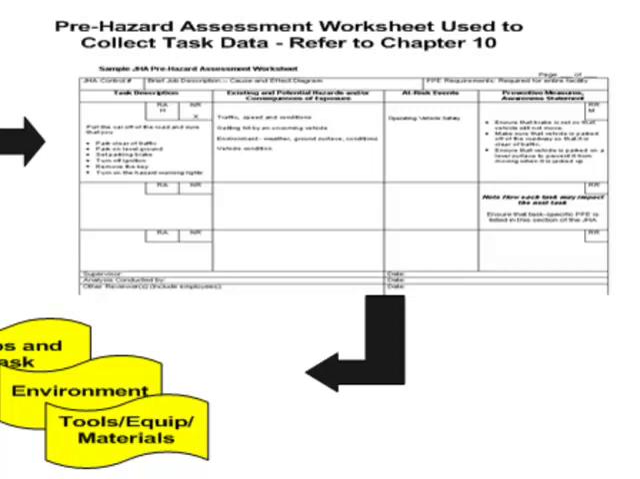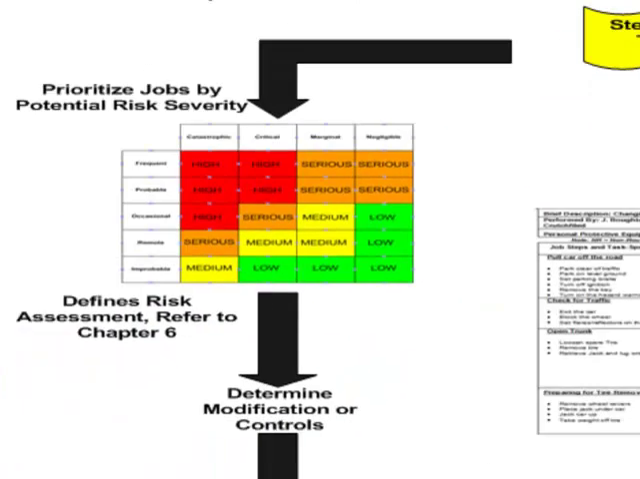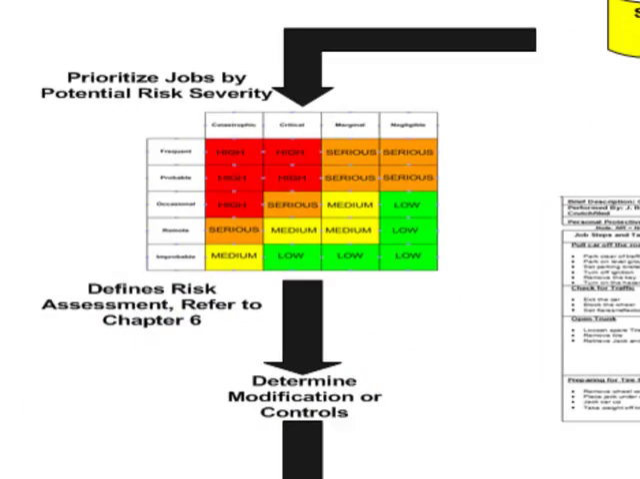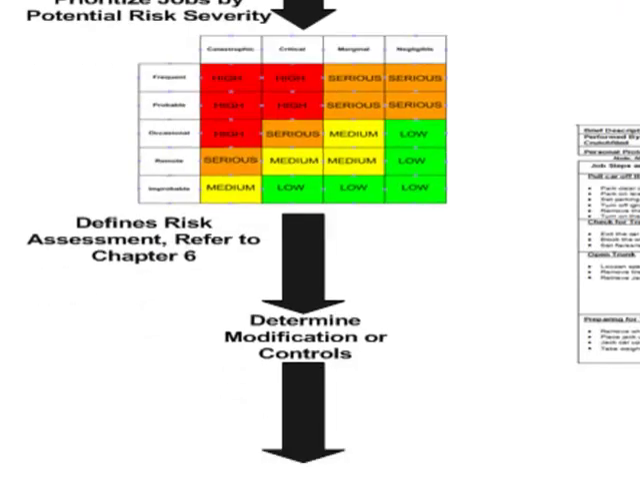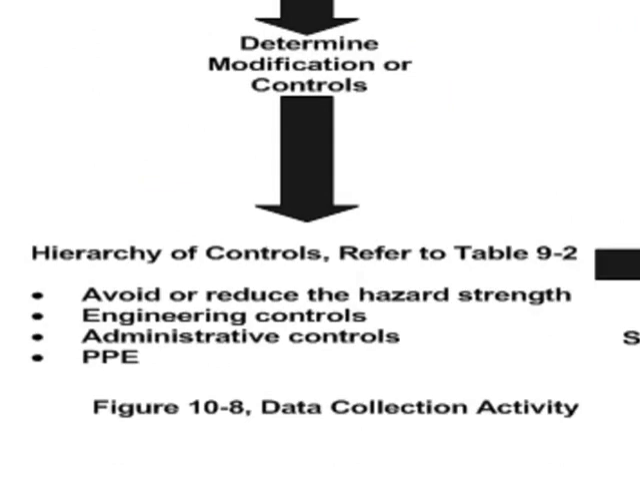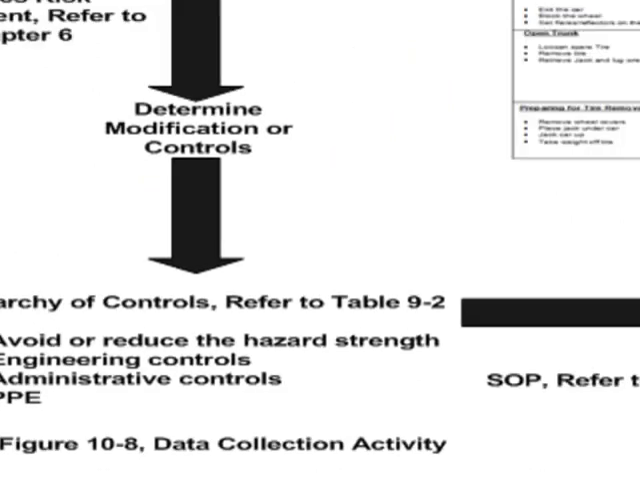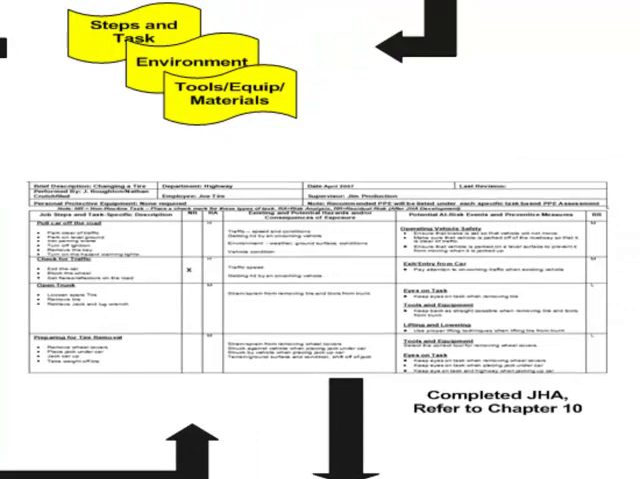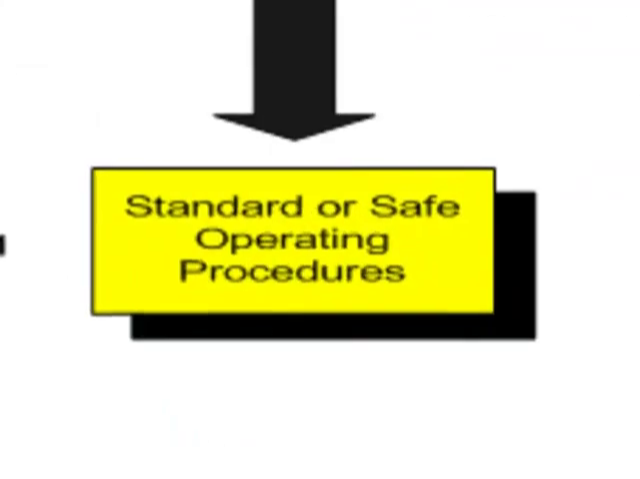The next phase is to prioritize the jobs and the elements of the jobs by their potential risk severity. When that's completed, we determine the modifications or controls using the hierarchy of controls. Then we will move into the actual development of the job hazard analysis, and from the job hazard analysis, develop standard operating procedures that incorporate safety right into the training and management of the job itself.